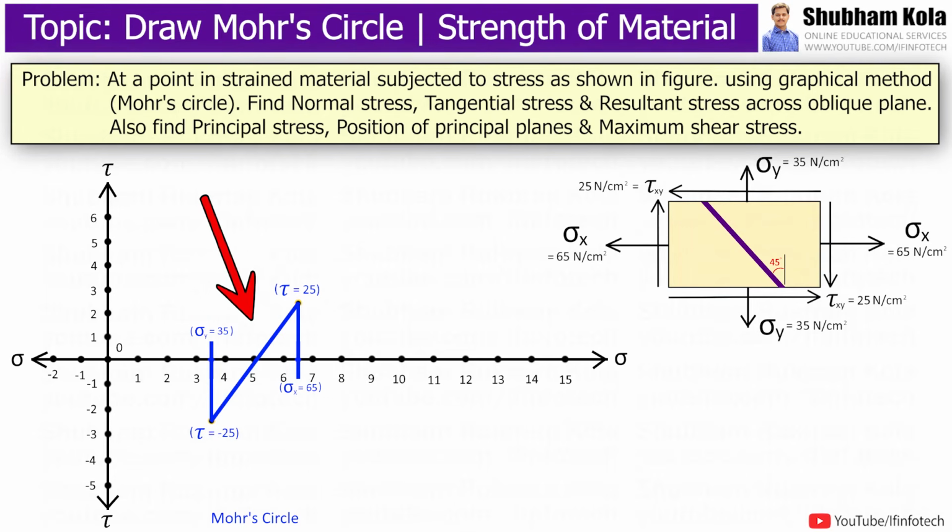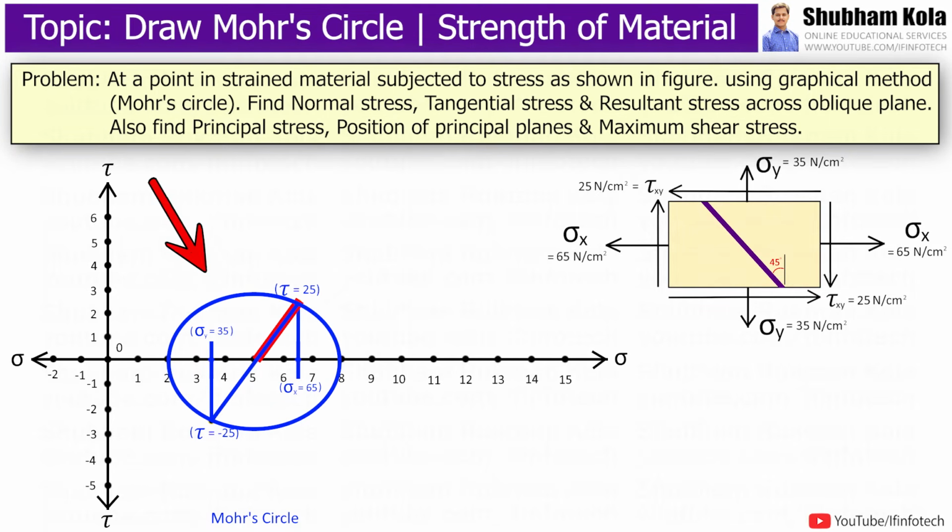Now I will draw the line to join these stresses, and then taking this as radius, I will draw one circle. The radius of this circle is nothing but our maximum shear stress value, which equals 29.157 Newton per centimeter square.